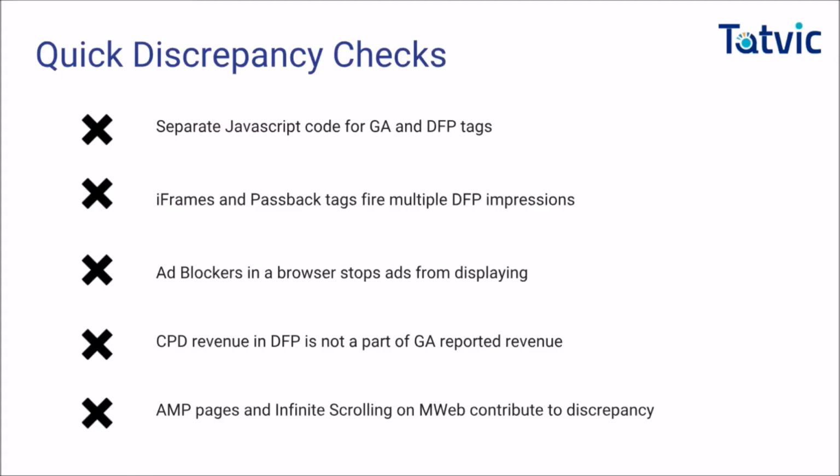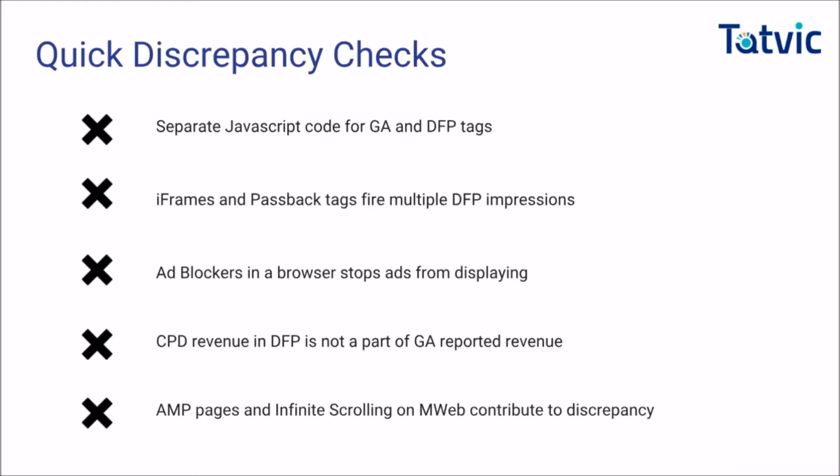What are the quick discrepancy checks that you should take into picture for this integration? Please mind, this integration is between two Google systems, but there is usually a 15 to 20% discrepancy that you will see in the numbers of impressions or even revenue.